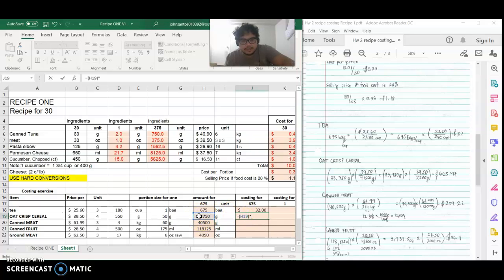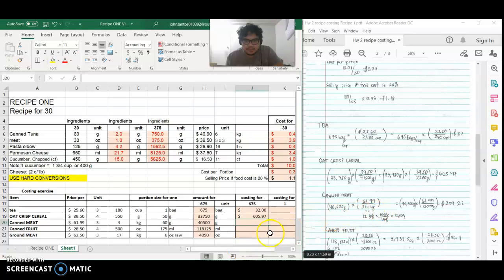here, multiply that by the price of $39.50. Again, emphasis on the parentheses, because we don't want to commit the same mistakes again. Open parenthesis, 4 multiplied by 450. Double close parenthesis, and that will give us 605.97. Next is the canned meat.